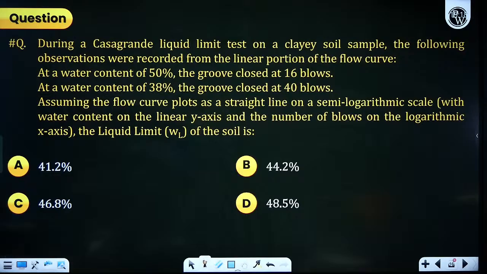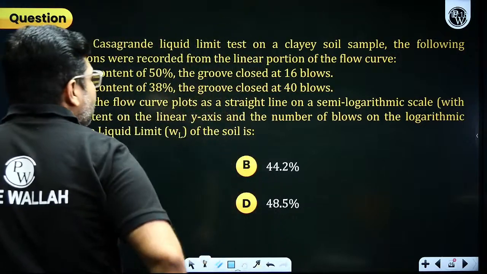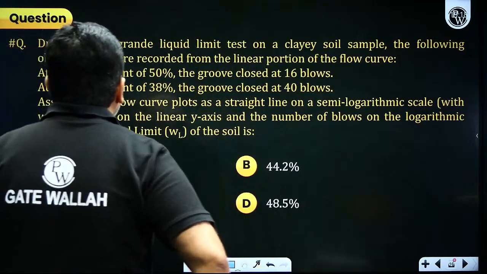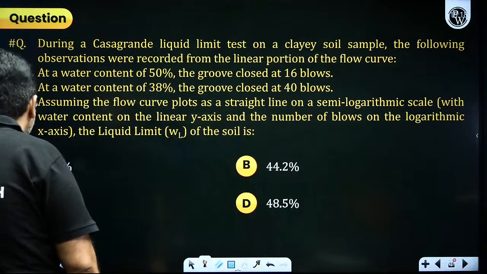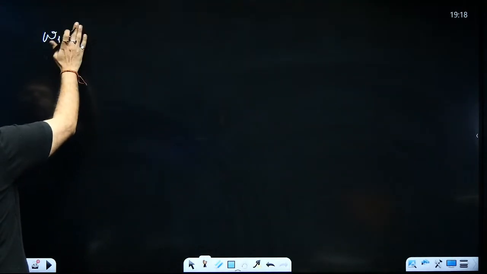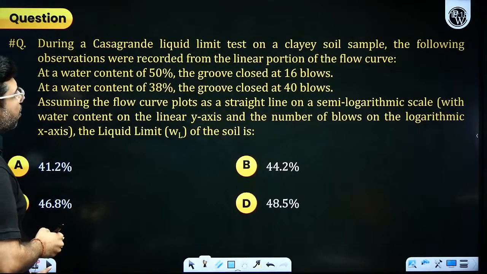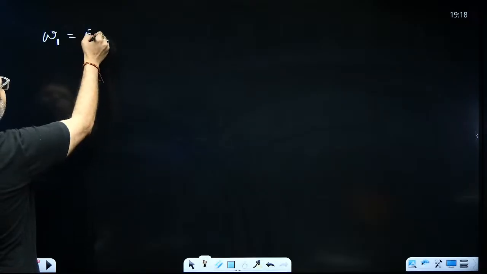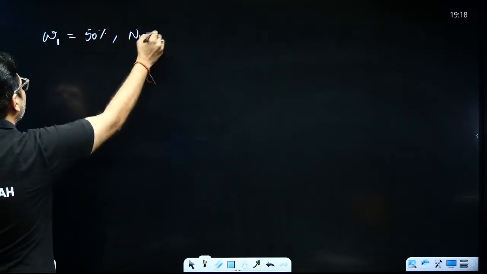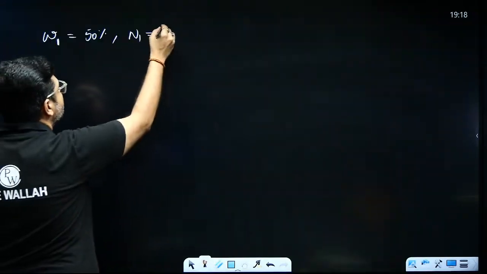So let's solve this question. During a Casagrande's liquid limit test, a clay soil sample, the following observations were recorded. At a moisture content W1 equal to 50%, N1 was how much? 16 blows.